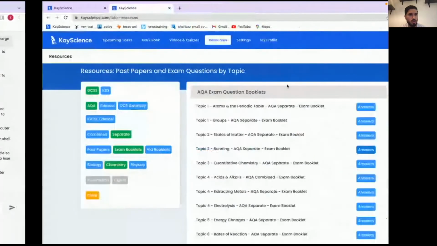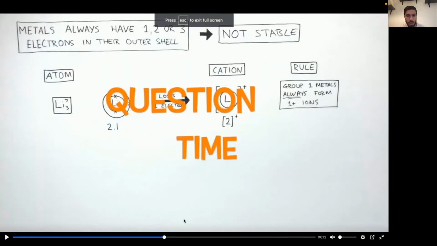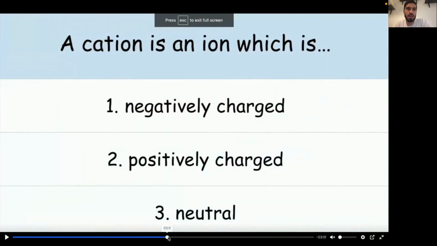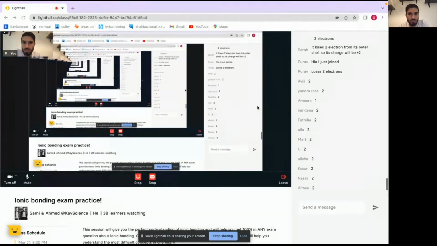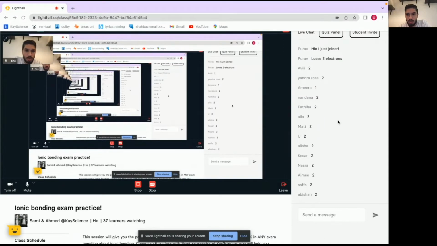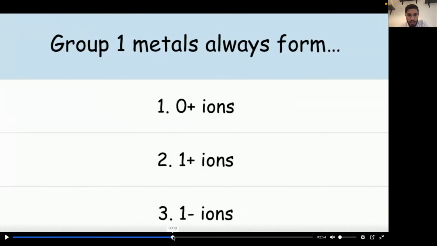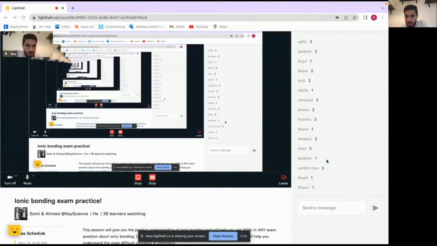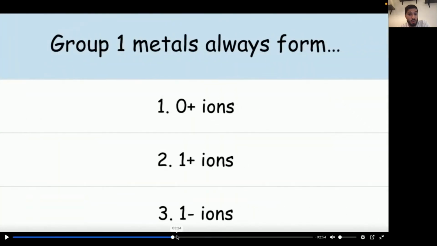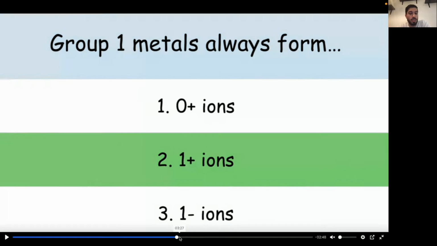Well, before we go into it, I'm going to do question time just to check people's understanding. A cation is an ion which is 1, 2, or 3. 3, 2, 1, and go. Well done. 2. Excellent. Positively charged. Group 1 metals always form 1, 2, or 3. Go. The answer is 1+ ions every single time. They always lose 1 electron to have charges of 1+.